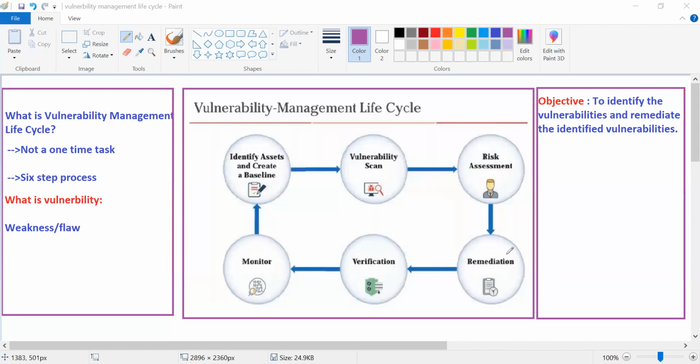Until the patch is fixed and the vulnerability is fixed, only then will it go to the monitor part. In this monitor part, we again do the monitoring for the vulnerabilities. So this is about the vulnerability management life cycle. It is a six-step process, and it's not a one-time task. Every day we will be doing vulnerability scans on particular systems. Thank you.